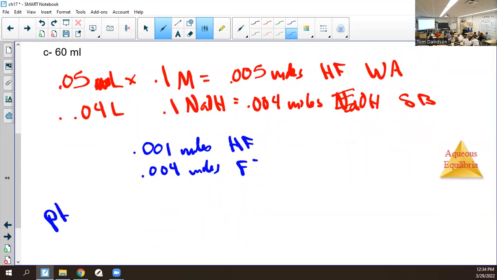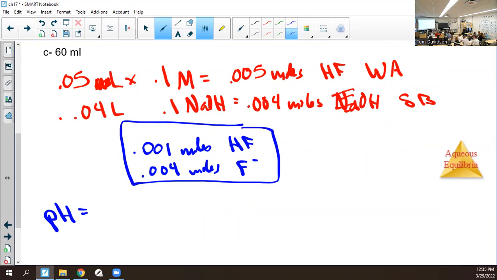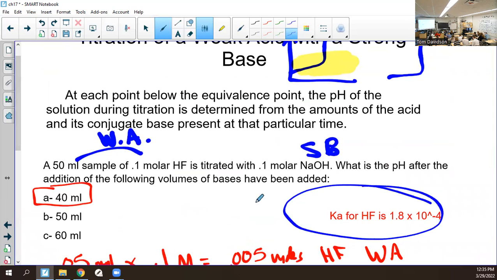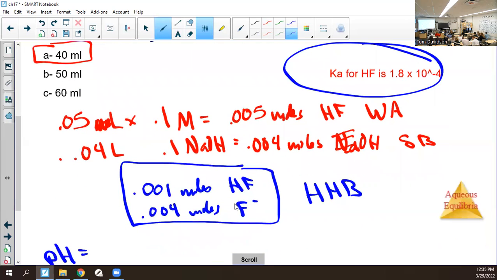How do I find the pH of a solution that has a weak acid and its conjugate base? Henderson-Hasselbalch. It gave it to us right here. The amount of F minus is what was liberated from here as OH took the H. Is the Ka for HF always going to be that? Unless it's one I made up, yes.